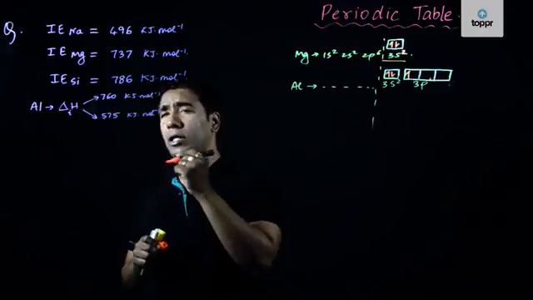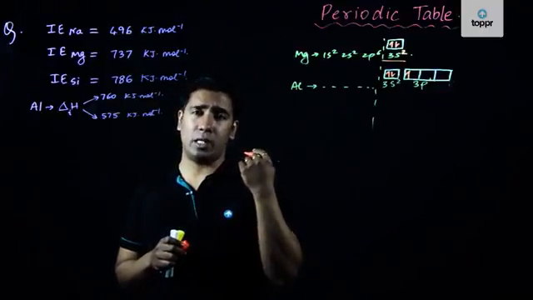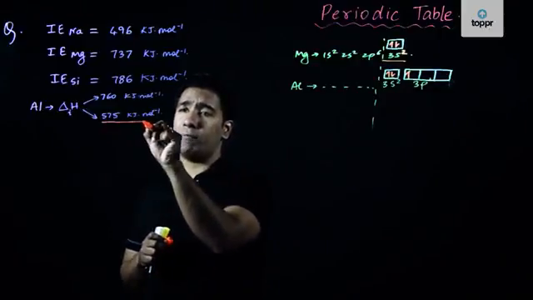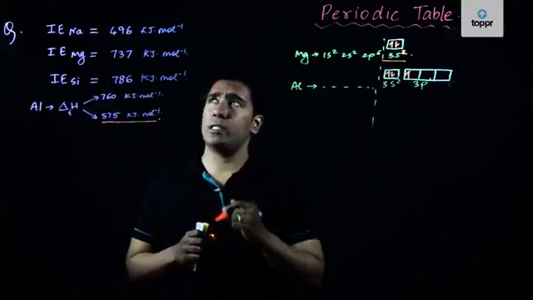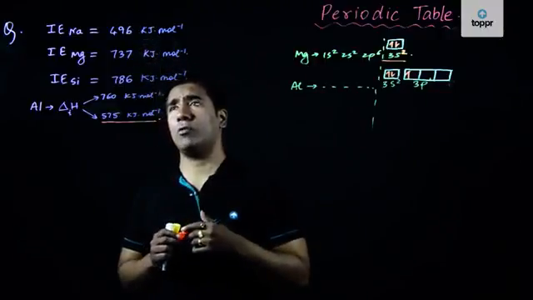Hence, the only value which satisfies this conclusion of ours will be 575 kilojoule per mole, because it is closer to the case of sodium, and it is very less as compared to the case of magnesium.